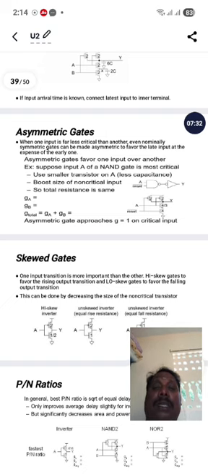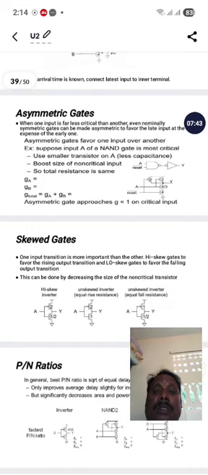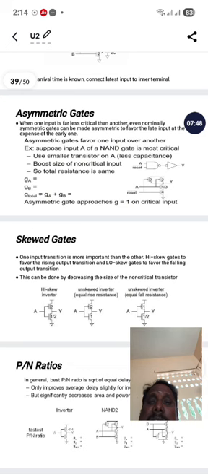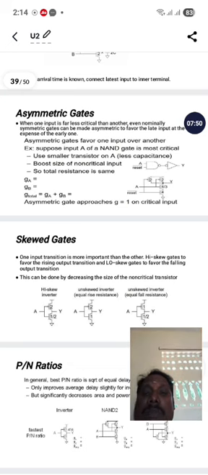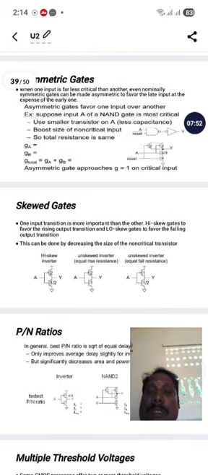When one input is far less critical than another, even nominally symmetric gates can be made asymmetric to favor the late input at the expense of the early one. Right. So here some of the values have been mentioned, but they are not given in the presentation. Just replace them with any kind of values. Right. Next one is the skewed gates.